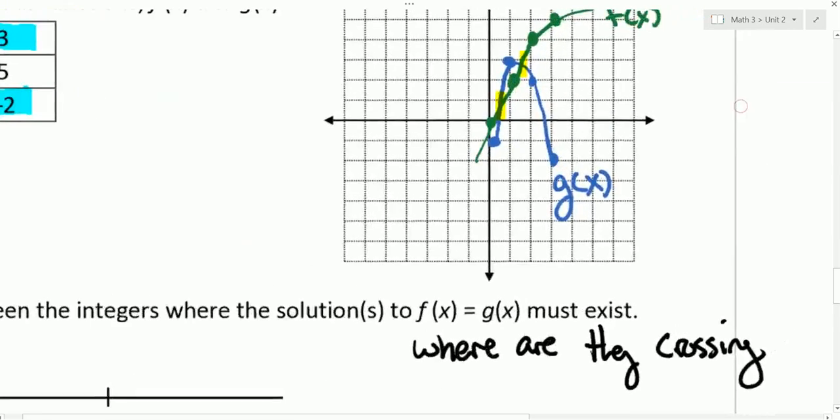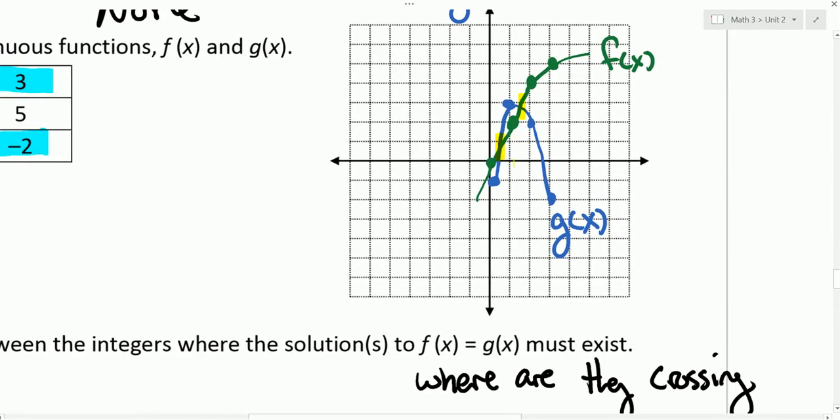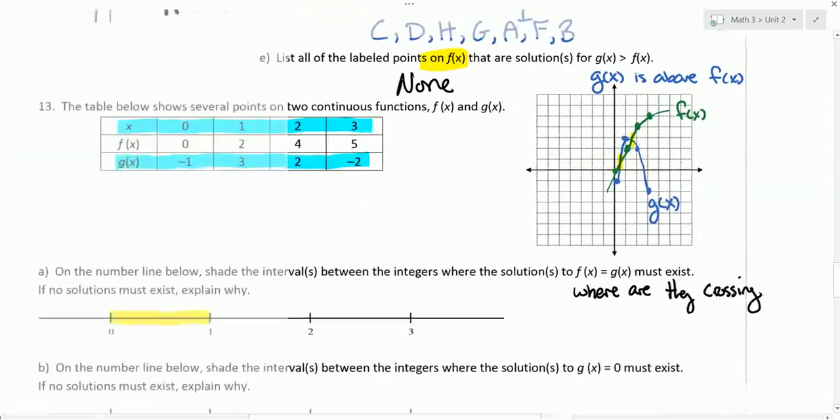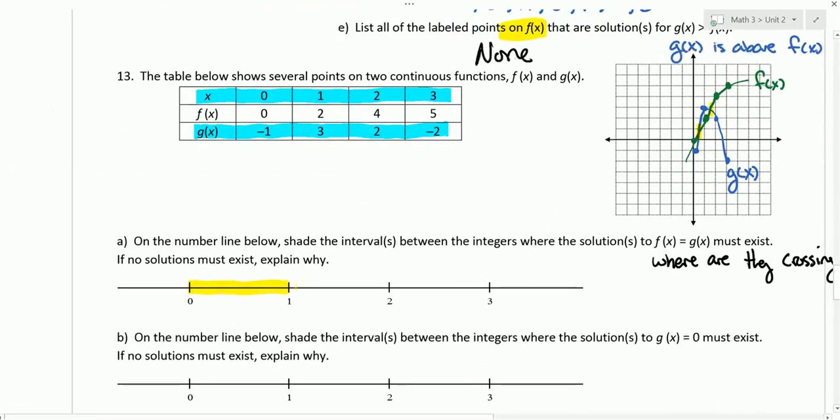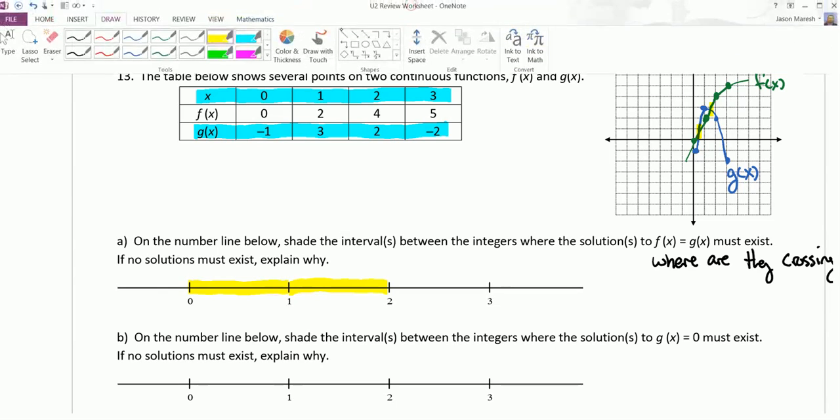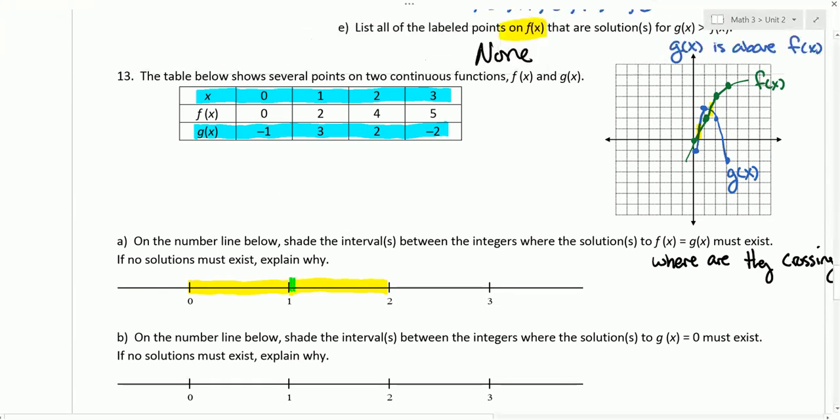And then there's a second crossing between 1 and 2. So I'm going to shade again between 1 and 2. Maybe I should change the color here. Okay, saying there's a second one somewhere between 1 and 2.